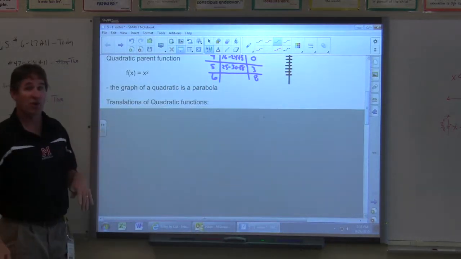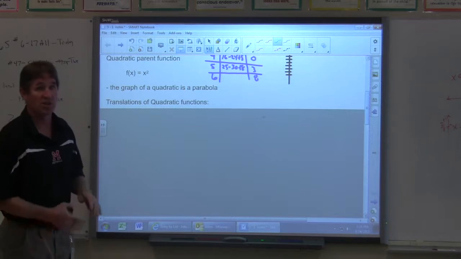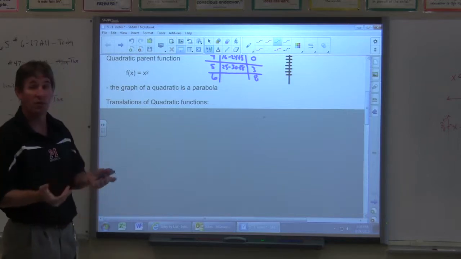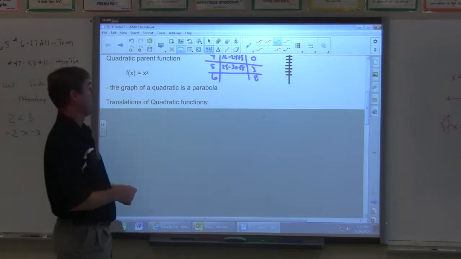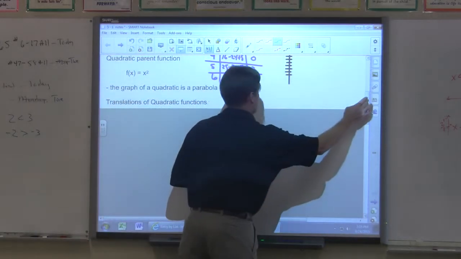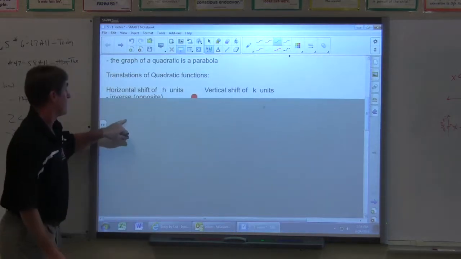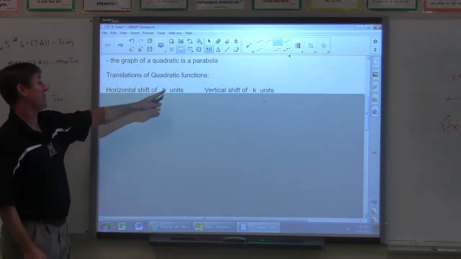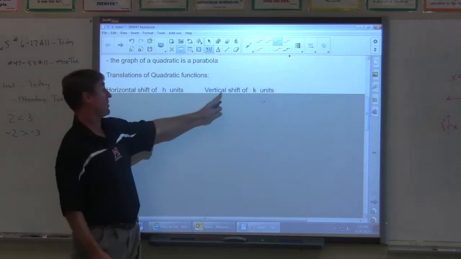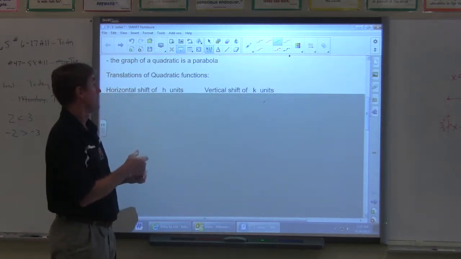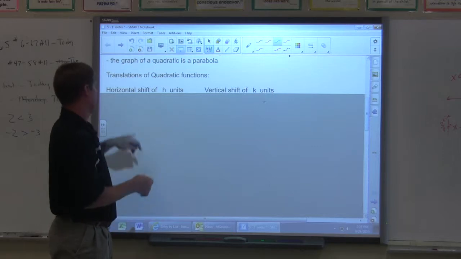And now we're going to look at the translations of quadratic functions, which is identical to what we did with absolute value, except we're taking quadratic, so we have parentheses instead of the absolute value bars. So, a horizontal shift of h units and vertical shift of k units. Remember, the h sends us left and right, and the k sends us up and down.